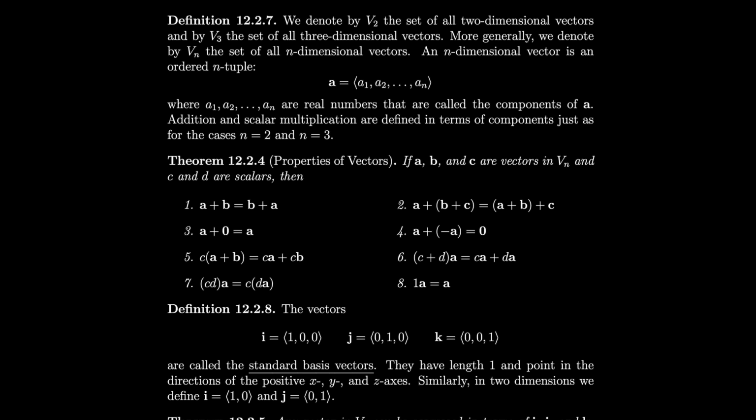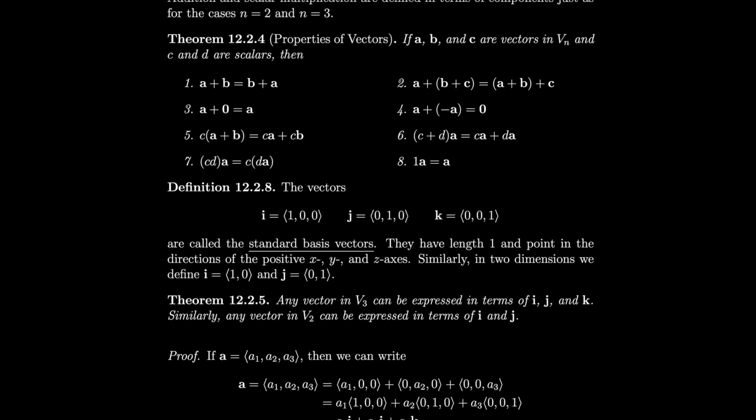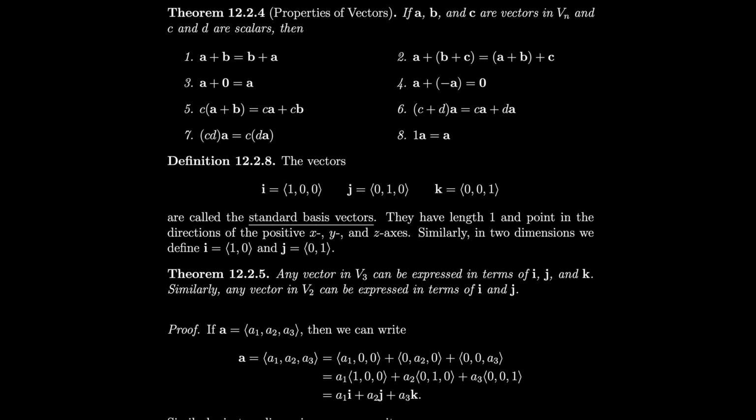We denote by V2 the set of all two-dimensional vectors, and by V3 the set of all three-dimensional vectors. More generally, we denote by Vn the set of n-dimensional vectors. An n-dimensional vector is just an ordered n-tuple, so instead of stopping at a3, we could just keep going and adding coordinate after coordinate. And then addition and scalar multiplication are the same, no matter how many components you have. Then, if a, b, and c are vectors in Vn and c and d are scalars, then we have these properties no matter how many components are in our vectors.